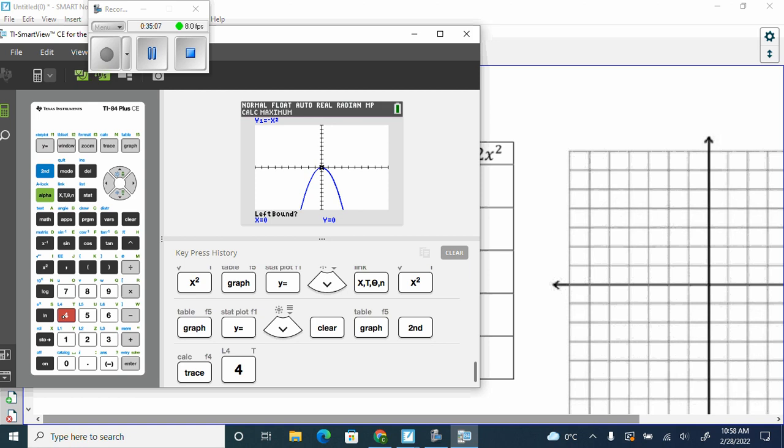Now, we need to be on the left side of the vertex. So the vertex is this right here, correct? We need to be on left bound, it says. So I need to be on left bound of the maximum. So enter. Then right bound of the maximum. So enter, and then enter. So what did it give me? Something e to the negative 8, something e to the negative 15. What are both of those? 0. So it's 0, 0.